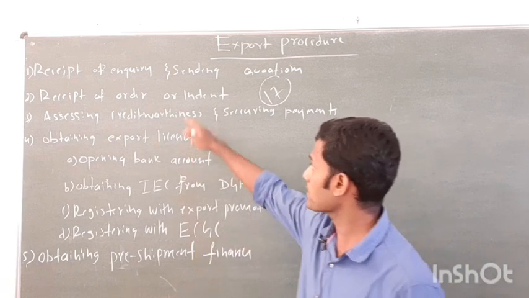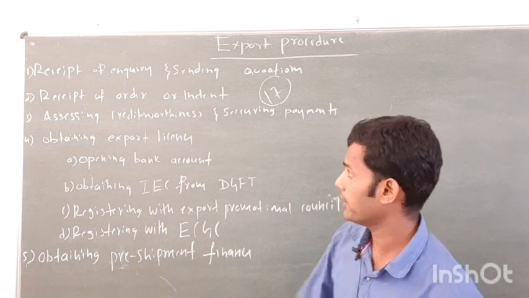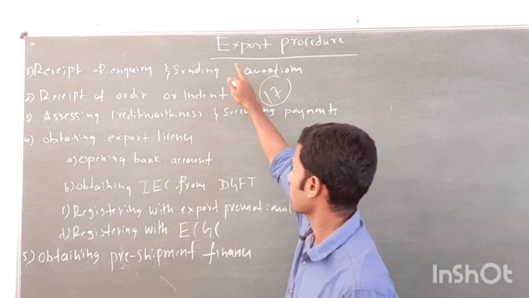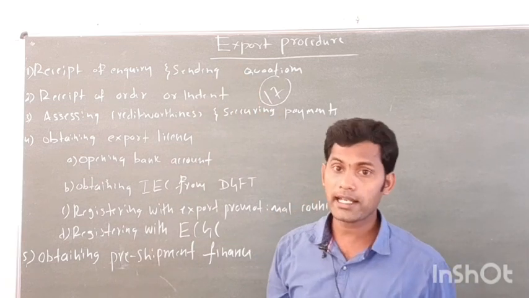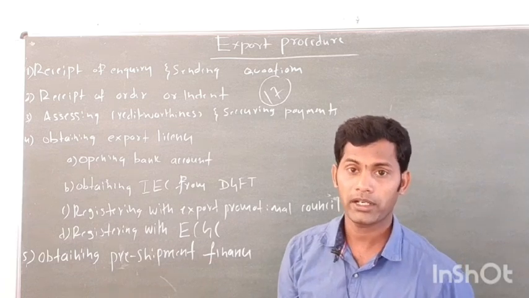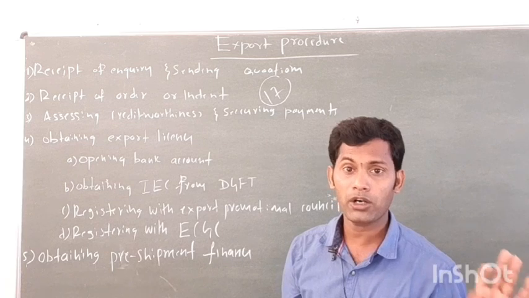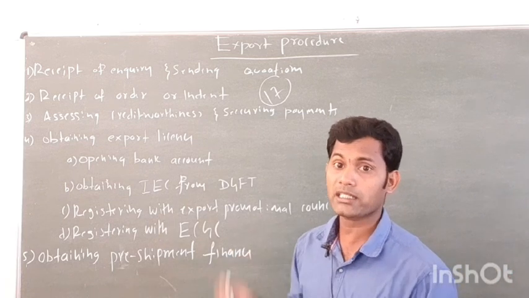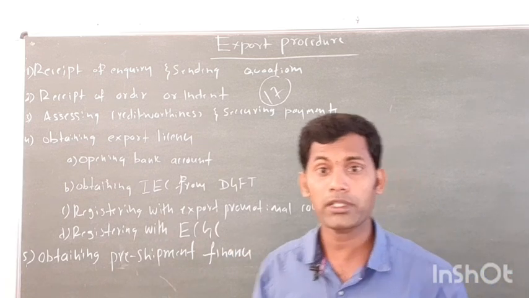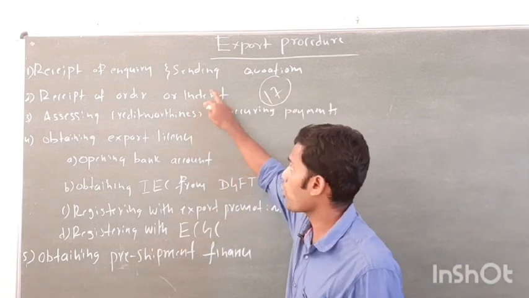Second one, the receipt of order or indent. In the first step, the exporter sends a quotation or pro forma invoice to the importer. If the importer is happy with the details given or the price quoted by the exporter, the importer can give the order. This is called receipt of order or indent.